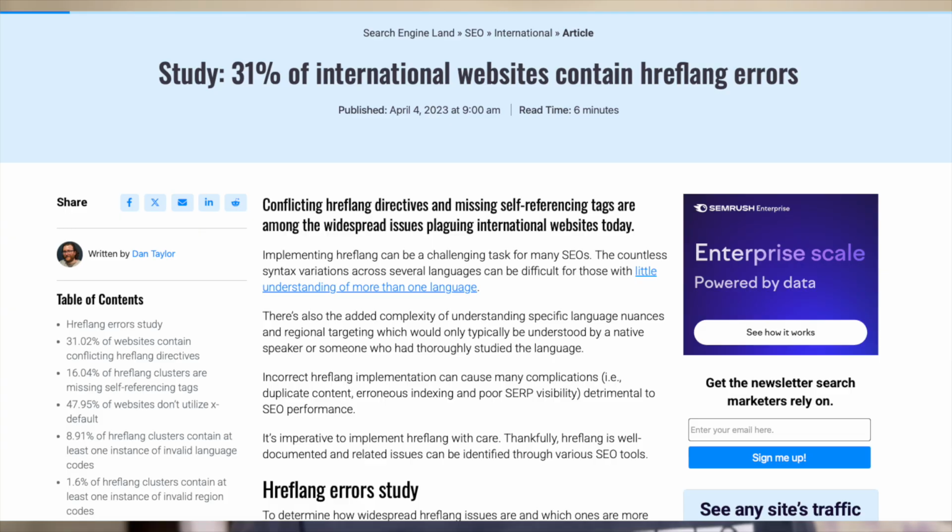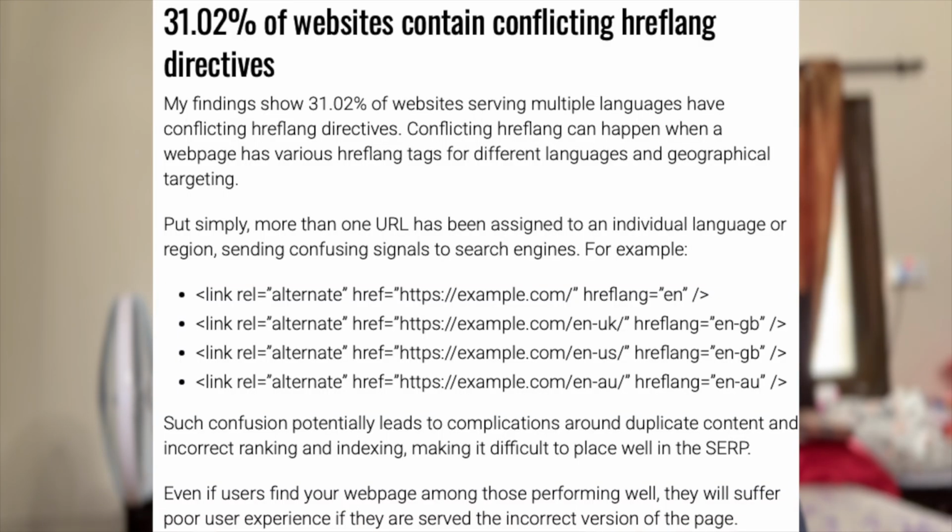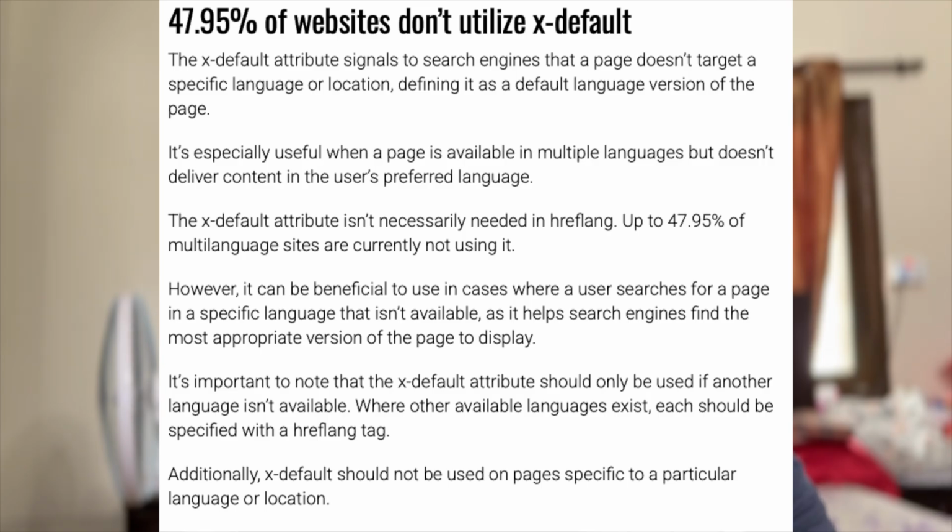A Search Engine Land study back in 2023 showed that 31% of international websites contain Hreflang errors. And here's a screenshot of that study. And out of those, 31.2% of websites contain conflicting Hreflang directives. And again, here's a screenshot of what a conflicting Hreflang directive is. And interestingly, 47.95% of websites don't even utilize the x-default.